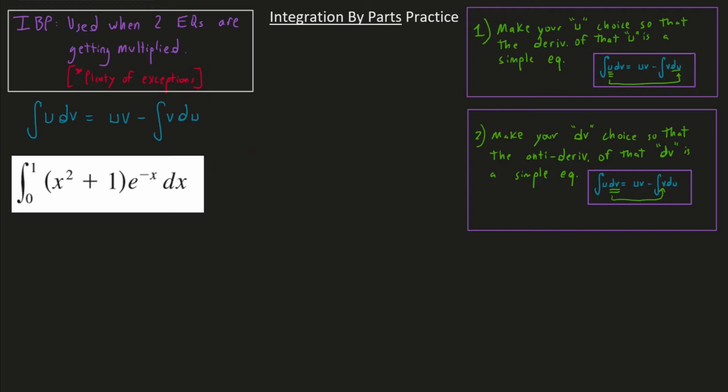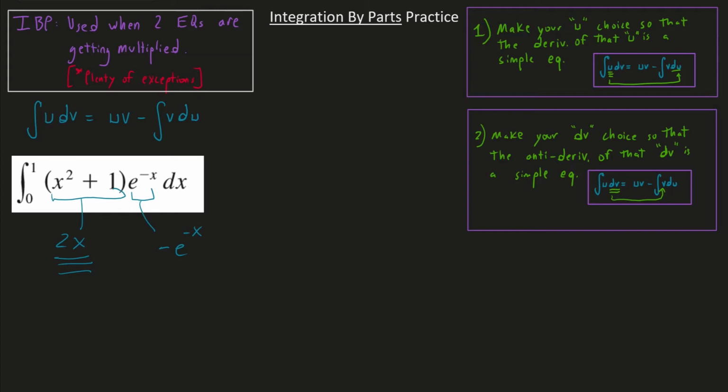So I'm thinking about these steps here, my u choice and my dv choice. Whichever one has the simpler derivative, that will be my u. So this could be u, or my e to the negative x could be u. Now which one has a simpler derivative? Well, the derivative of the x squared plus 1 is just 2x, and the derivative of e to the negative x, remembering your chain rule, that's going to be negative e to the negative x. I think this one is the simpler one.